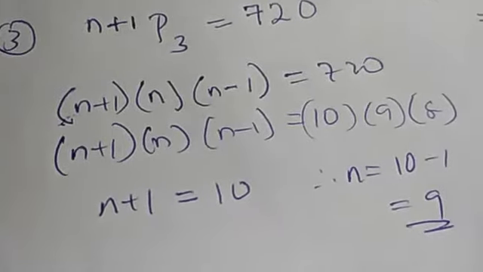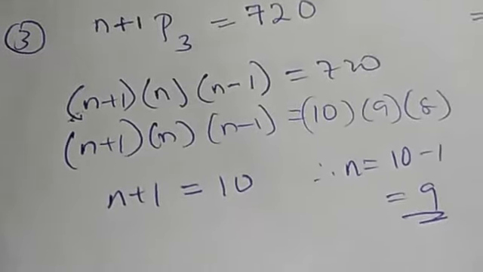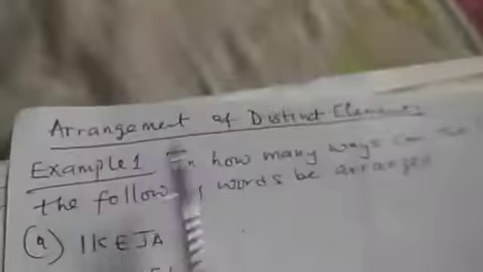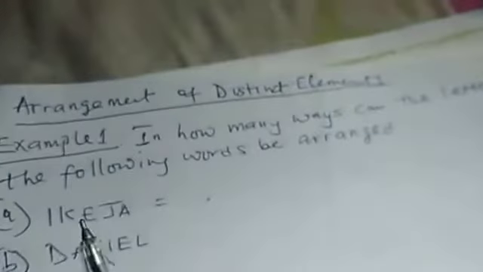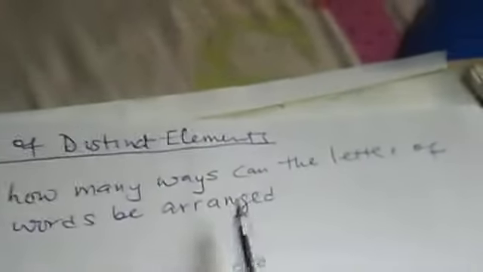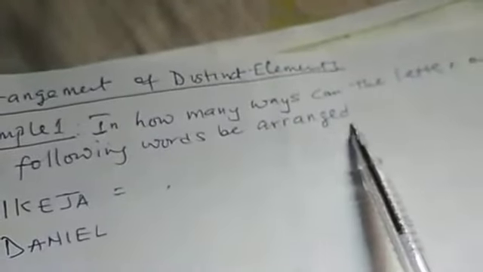So we move to arrangement of distinct elements. Arrangement of distinct elements. Now, in order to explain this, we have to explain through examples. Now, look at example 1. In how many ways can the letters of the following words be arranged?